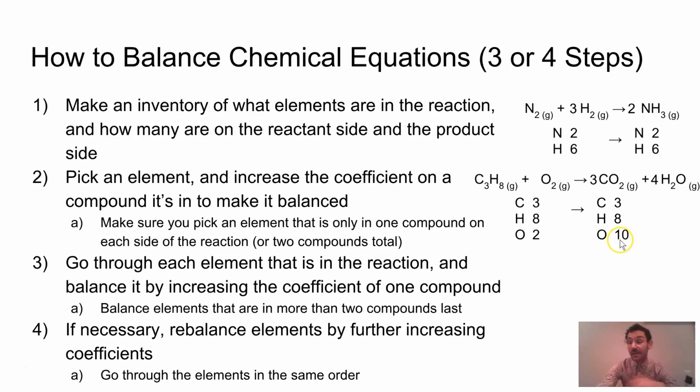Last up, we can balance oxygen because our other 2 friends are balanced out. So we have 2 oxygens on this side to our 10 over here. We want to have 10 on this side, so we'll put a 5 in front of this O2. 5 times 2 oxygens will give us 10 oxygens total, and now we have a happy balanced equation.